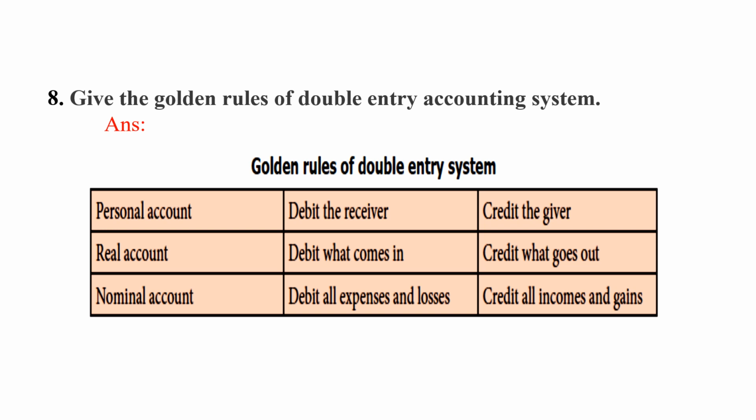So there are three types of accounts: personal, real and nominal account. So for personal account, debit the receiver, credit the giver. Real account, debit what comes in and credit what goes out. And nominal account, debit all expenses and losses, credit all incomes and gains.